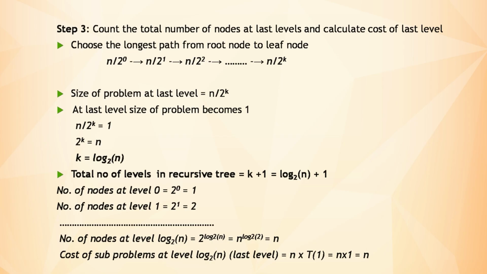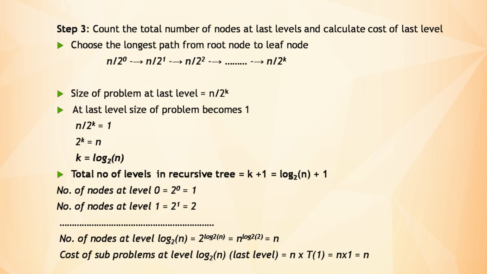Okay. So, the size of the problem at the last level, that is n by 2 to the power k, when we assume that it will end after the kth iteration. So, n by 2 to the power k equal to 1, that is k equal to log n, and this log n is the number of levels. So, total number of levels in the recursive tree equals k plus 1 including the root node. So, log n base 2 plus 1, that means the total number of levels is log n.